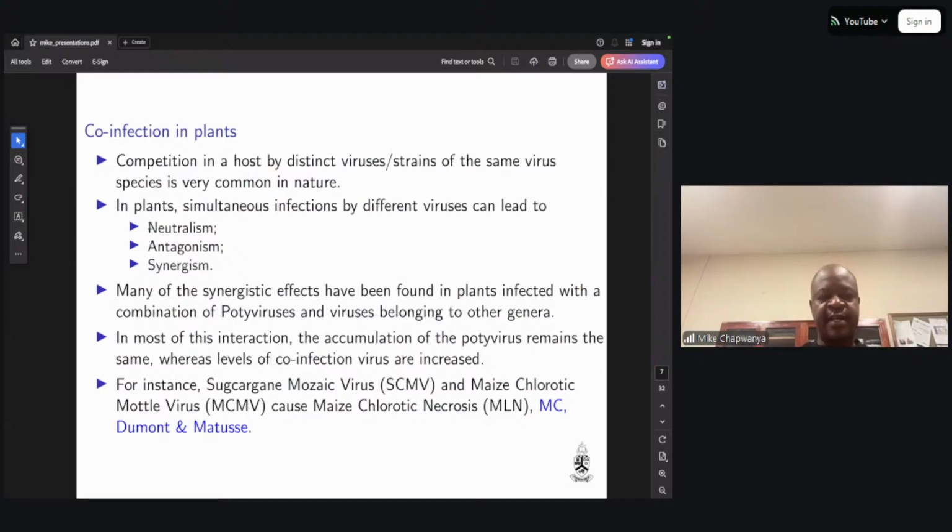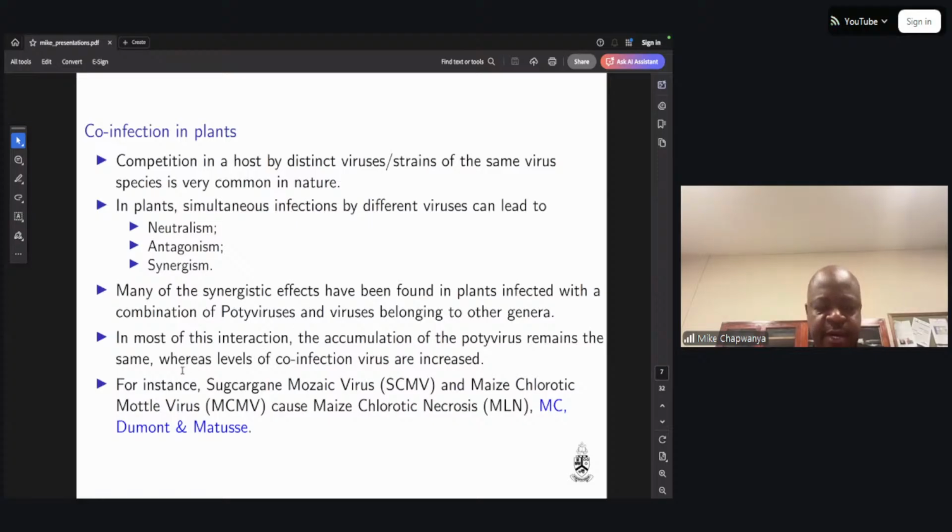Then you also have antagonism. In this case, it means one virus takes over and the other virus is suppressed, or synergism, where the two viruses actually push the symptoms of each other, and then the effects are more pronounced. Some of these things are also observed in human diseases, where, for example, if someone is infected with HIV, and then you also get TB, then you might find one of the diseases overtakes the other disease.